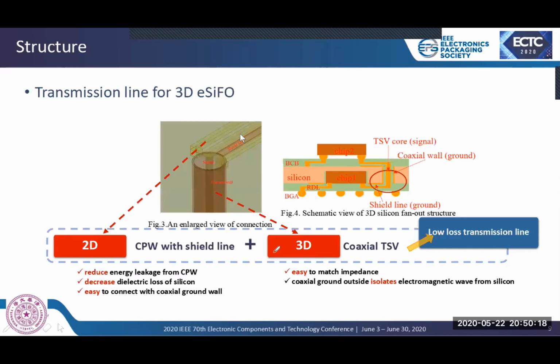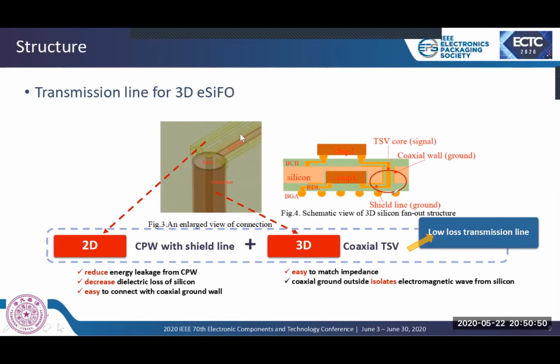Figure 4 is a schematic view of the whole 3-dimension embedded silicon fan-out package. Chip 1 and Chip 2 are micrometer wave chips. Chip 1 is embedded in silicon substrate. Chip 2 is stacked on the top and connected with Chip 1 through a transmission via, consisting of a coaxial through-silicon via and a coplanar waveguide with shield line.